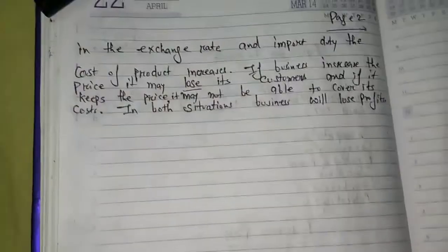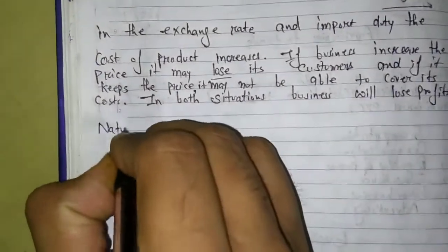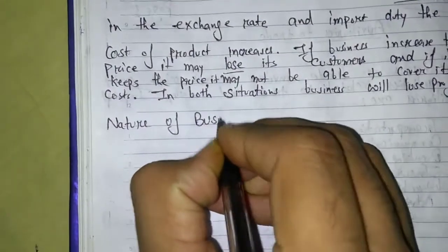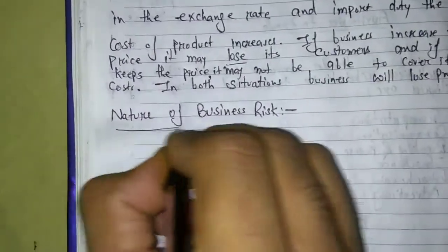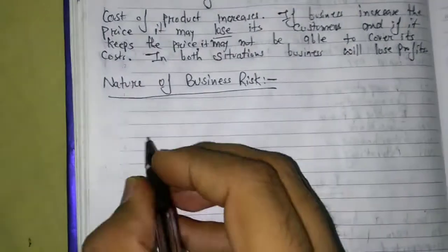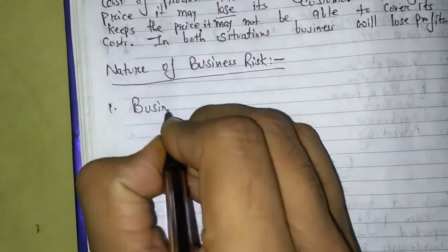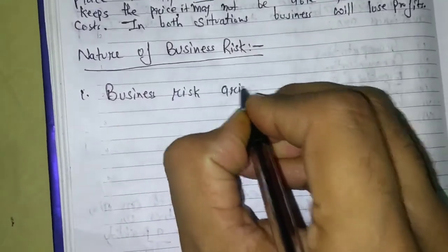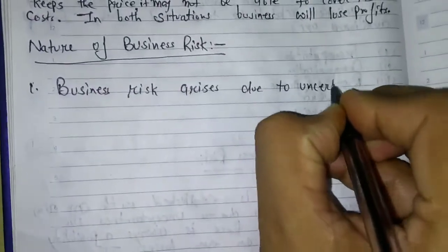Clear, students? Now nature of business risk. It means what is the nature of business risk. Here I want to explain some natures related to business risk. As point number one, business risk arises due to uncertainties.